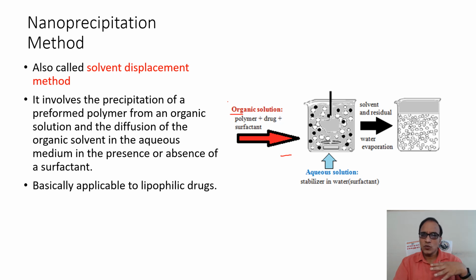This phase is injected into a stirred aqueous solution containing a stabilizer as a surfactant. Polymer deposition in the interface between the water and the organic solvent, caused by the fast diffusion of the solvent, leads to the instantaneous formation of a colloidal suspension. Basically it is applicable to lipophilic drugs because of the miscibility of the solvent with the aqueous phase, and it is not an efficient means to encapsulate water soluble drugs. So this was all about the nanoprecipitation method.